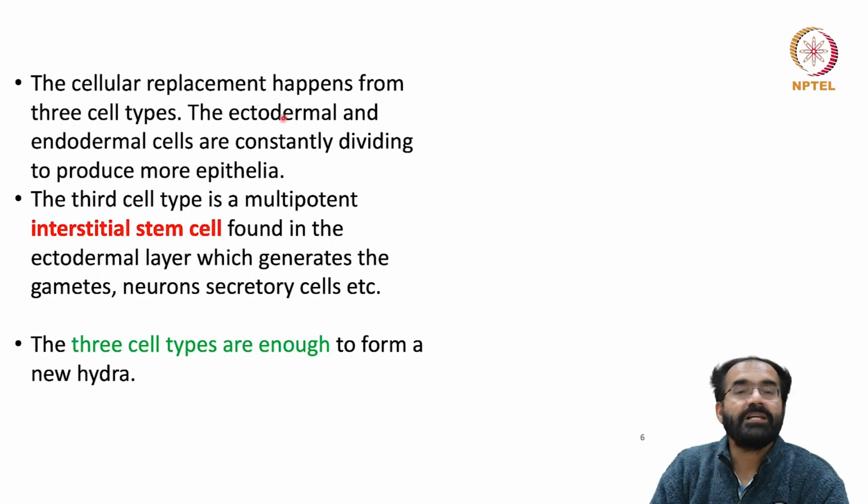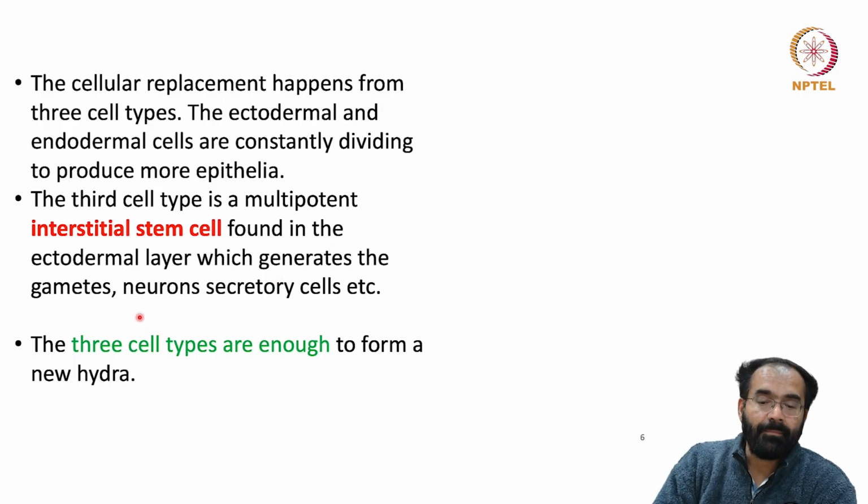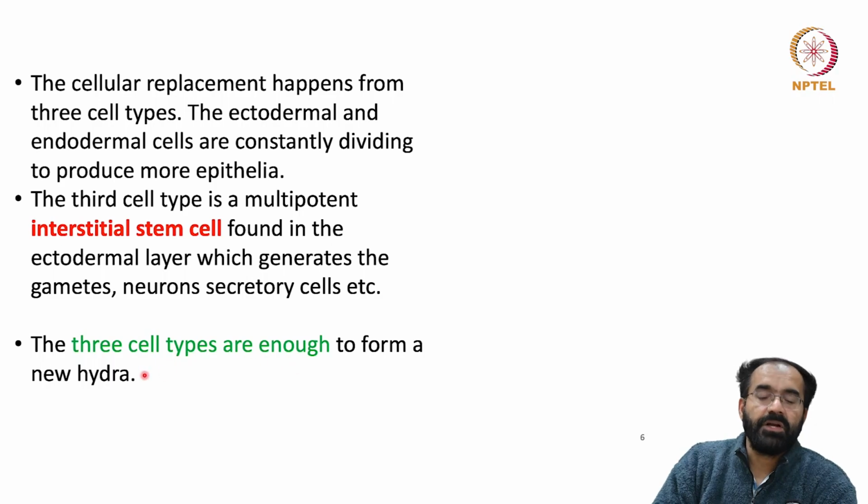So this cellular replacement happens from 3 cell types: the ectodermal and the endodermal epithelial cells, which constantly divide to produce more of the epithelial cells. The third cell type is a multipotent interstitial stem cell that is found in the ectodermal layer, which generates the gametes, neurons and secretory cells. So there is a dedicated stem cell which is helpful in the constant replication, and it is called interstitial stem cell. So the three cell types are enough to form new hydra.